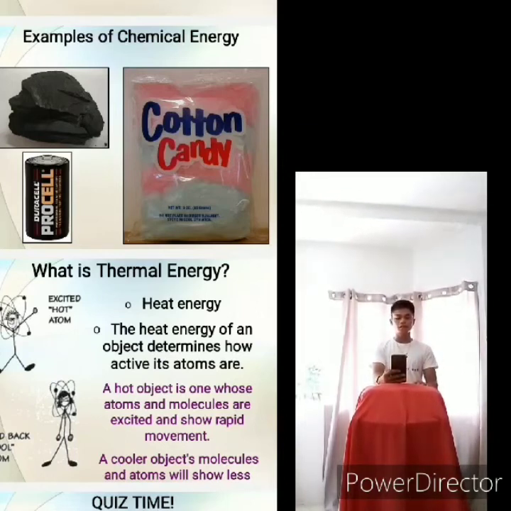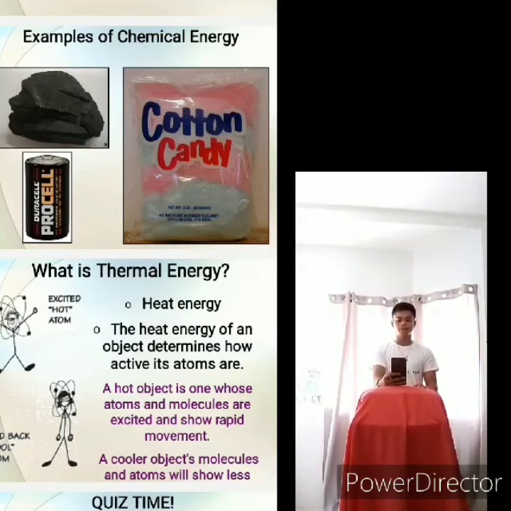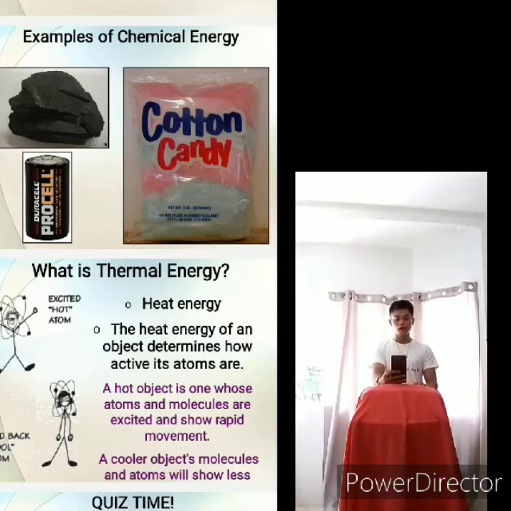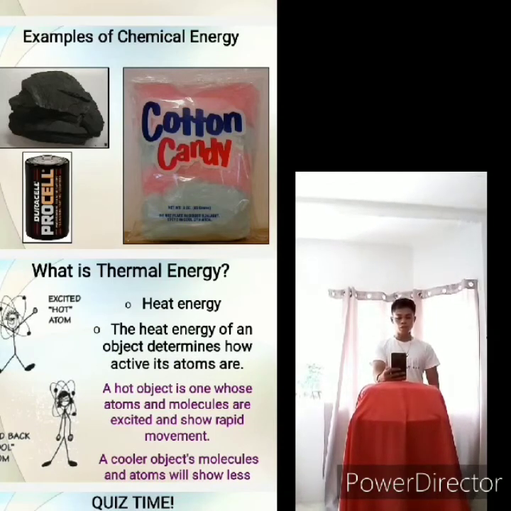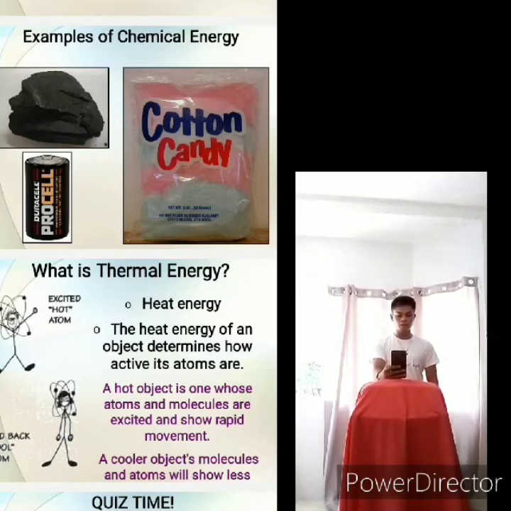Next, what is thermal energy? Heat energy. The heat energy of an object determines how excited its atoms are. Hot atoms are excited. An example of thermal energy: a hot object is one whose atoms and molecules are excited and whose movement is rapid. Like a laid-back cold atom, a colder object's molecules and atoms will be slower.